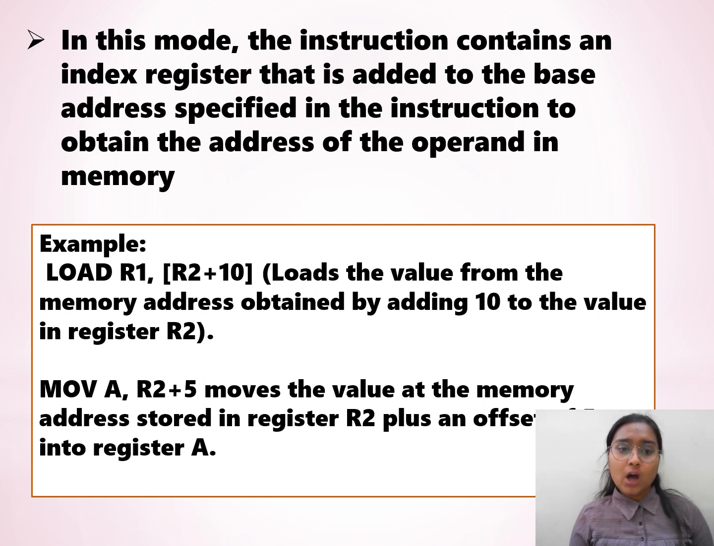Example, LOAD R1, [R2 + 10] loads the value from the memory address obtained by adding 10 to the value in register R2. Next example is MOV A, [R2 + 5], which moves the value at the memory address stored in register R2 plus an offset into register A.